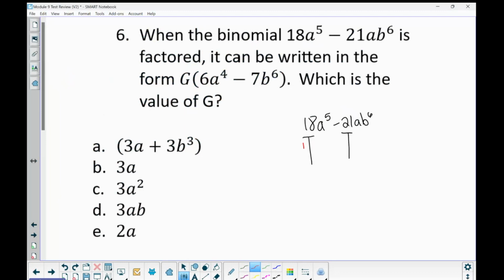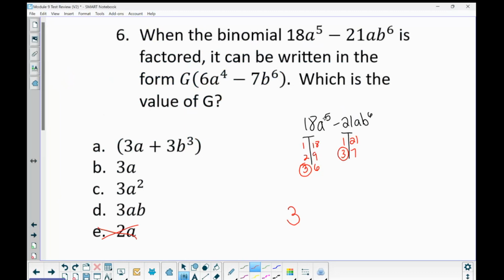Well, for 18, I've got 1 and 18, 2 and 9, 3 and 6. For 21, I've got 1 and 21, and 3 and 7. Well, the biggest number they have in common is a 3. So I know my GCF should start with 3. Well, we've got a 3 here, 3 here, 3 here, 3 here. I can at least eliminate E.